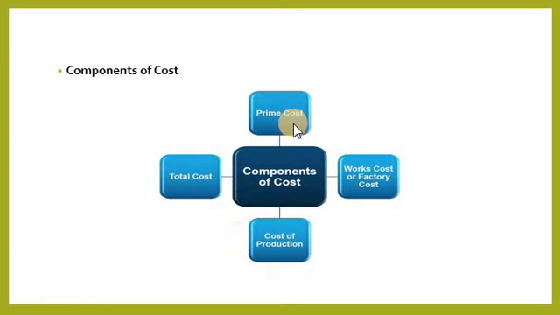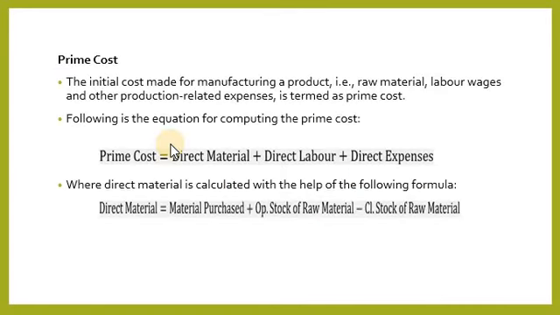Prime cost means the initial stage of the production process. After completing the prime cost, next we will have the works or factory cost. Then next we will have the cost of production. Then after completing these three components, we will have the total cost. Let's see the meaning of prime cost, work cost, cost of production, and total cost. First we will discuss the meaning of prime cost.